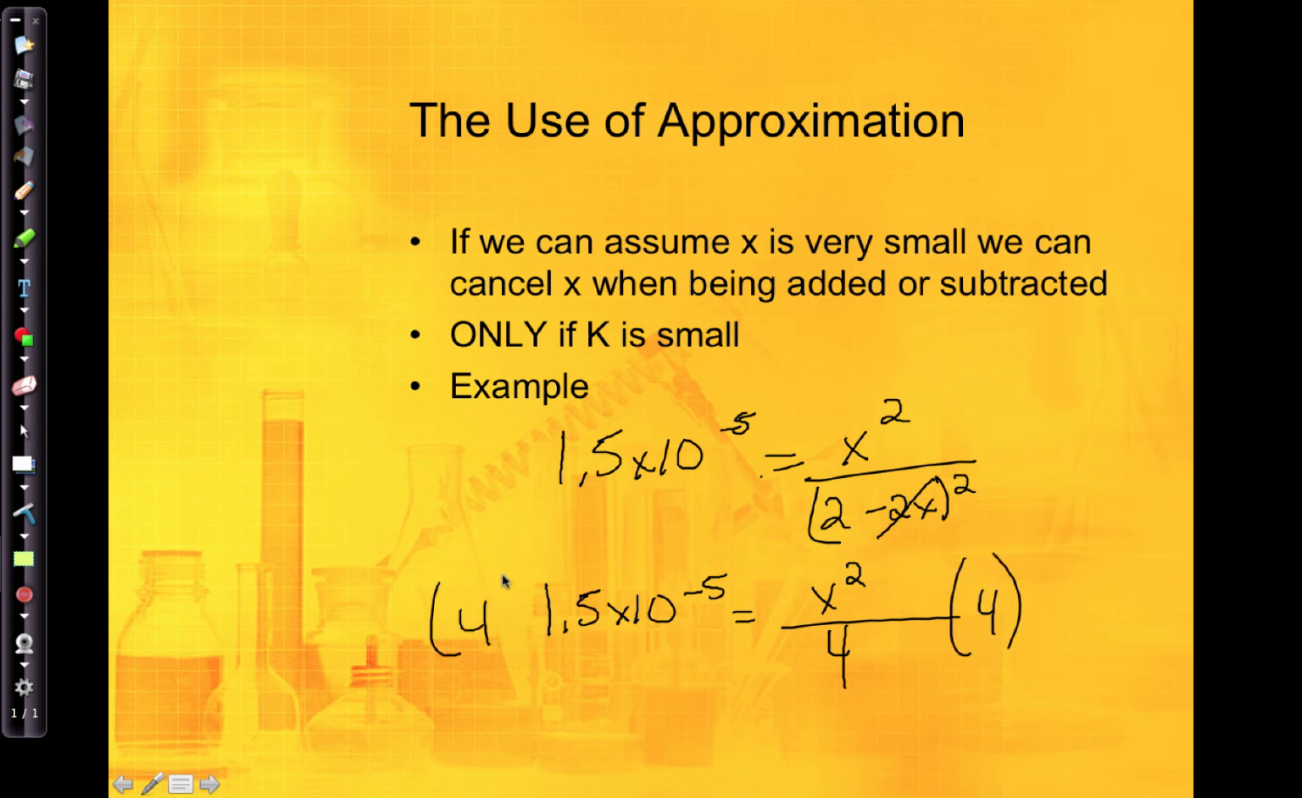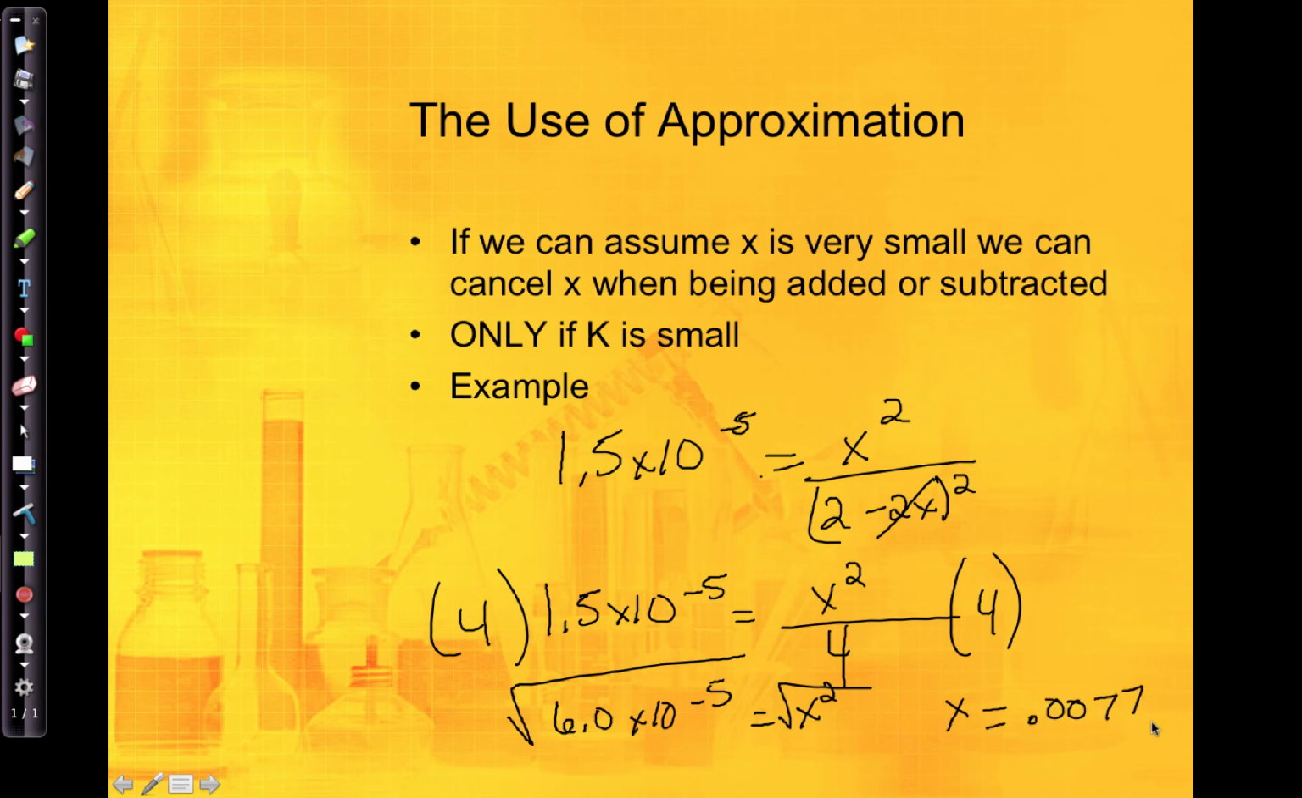So now you just multiply it out. You're going to get 6 times 10 to the negative fifth is equal to x squared. And then to solve, you just take the square root. And you do get almost the same value. So it's about 0.007. And this is a completely legitimate way to solve these types of problems, and they accept it on the AP exam as well. So this only applies if K is small, and you can only take it out when it's being added or subtracted, and provided that there is another X somewhere.